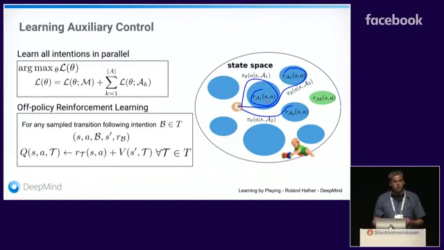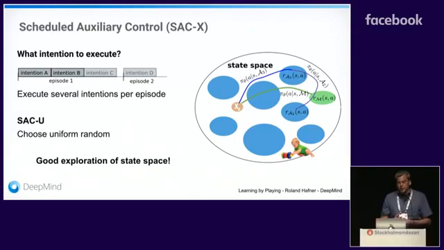So exploring the state space by executing the auxiliaries is one main ingredient. The second main ingredient here is not only to execute one of the intentions per episode, because then the coverage of the state space will just be some larger region around the initial distribution X0. So in our paper, we proposed to use, for example, just as a proof of concept, two intentions per episode. So we start with one intention, execute this intention for a certain number of steps, and then we make a new decision what intention to execute now.